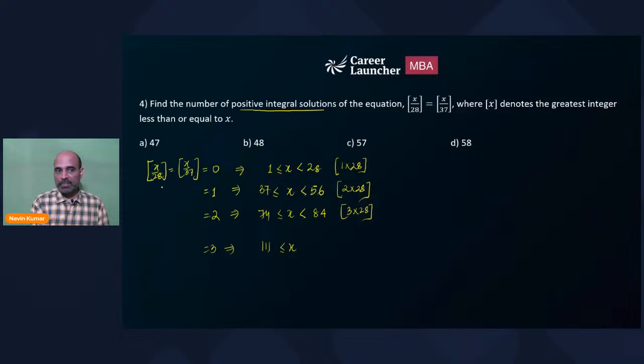So 111 pe, they both are going to give us 3, but the moment I take x as 112, this x by 28 becomes 4. So I can't take 112, so it has to be less than that. So what you will find is this is 4 times 28 se kam.